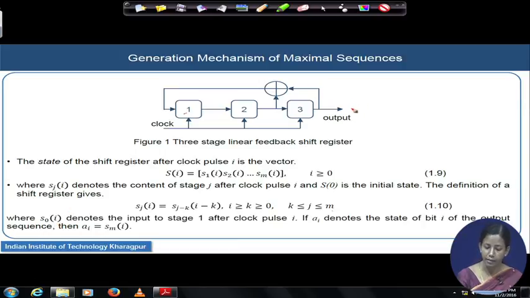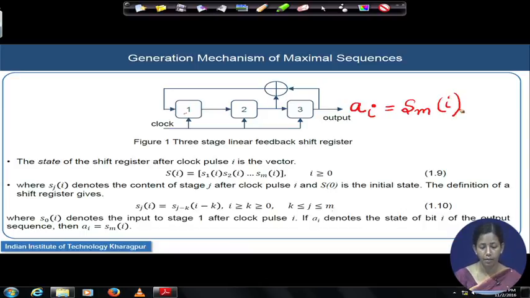If I think that AI is the output that I am getting at the output of the whole structure at the bit time I, then the output AI is always equal to the value stored here in the last stage. So, it is always equal to SMI.